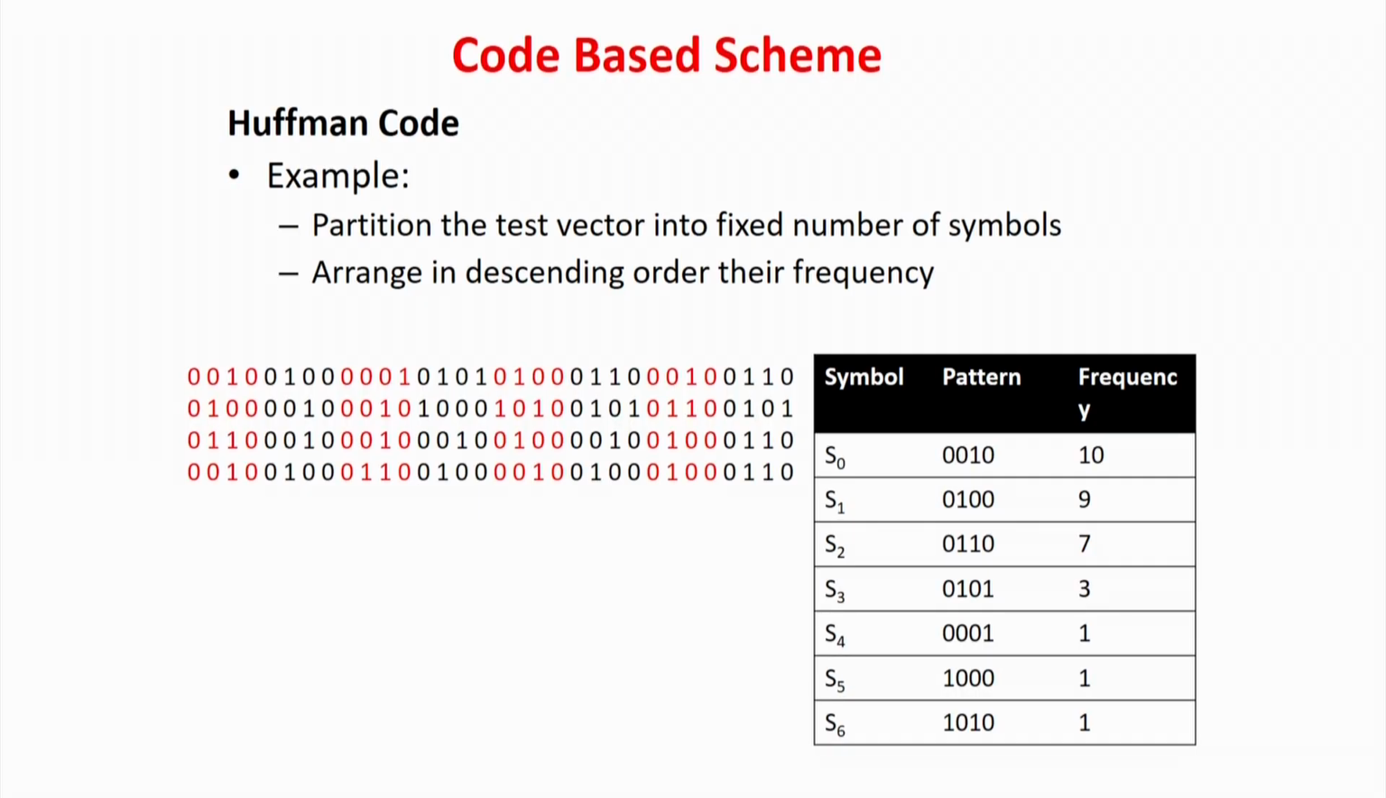So what do I do? This is an example of an ATPG sequence. I partition it into fixed numbers. I have organized it into fixed groups of 4 values, and these are the patterns. I have given symbol names S0 to S6. We find that there are 4 bits taken together, so there can be 2 to the power 4, 16 patterns, but in this test pattern basically only 7 are there. Then we count the frequency, like S0, which is equal to 0010, occurs 10 number of times.